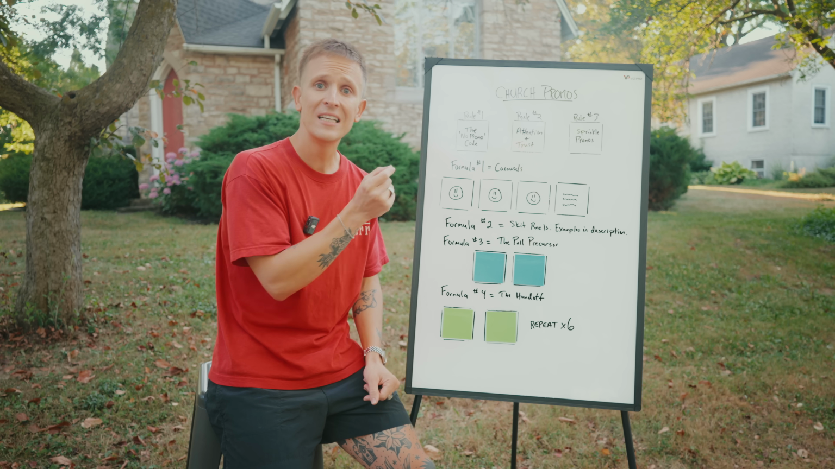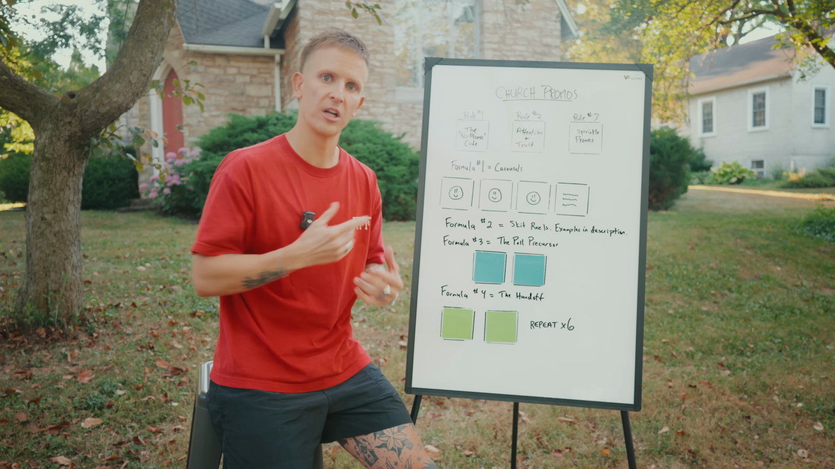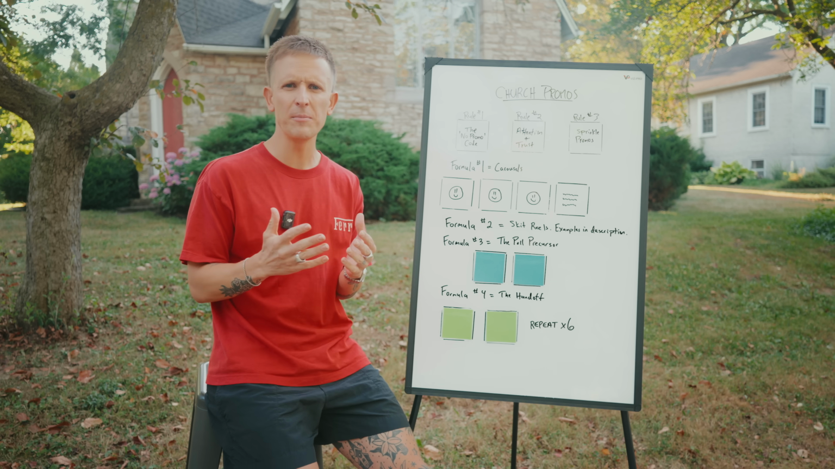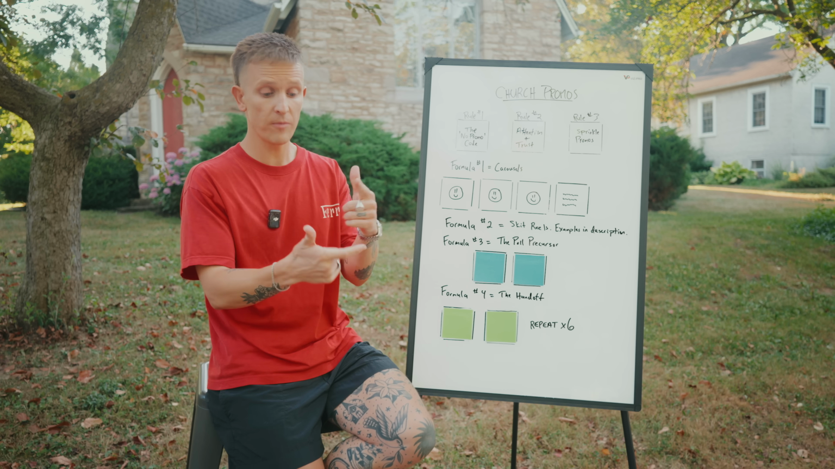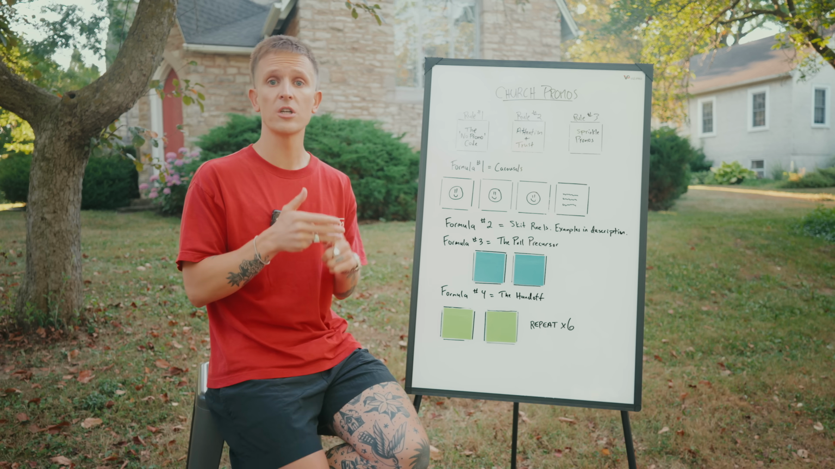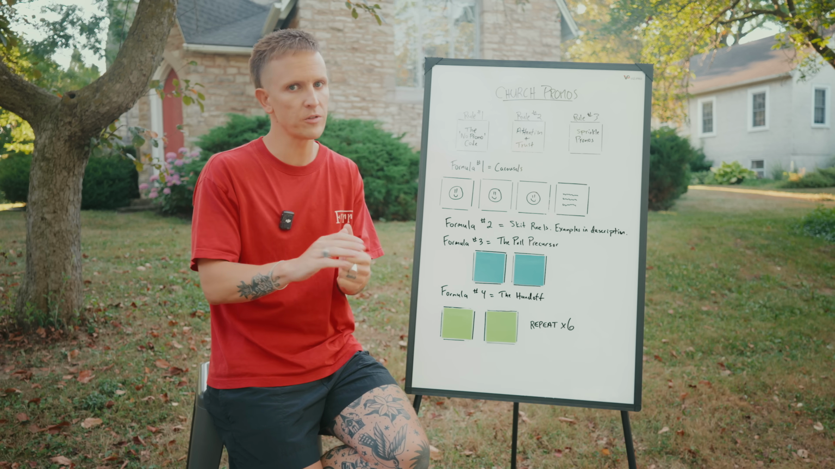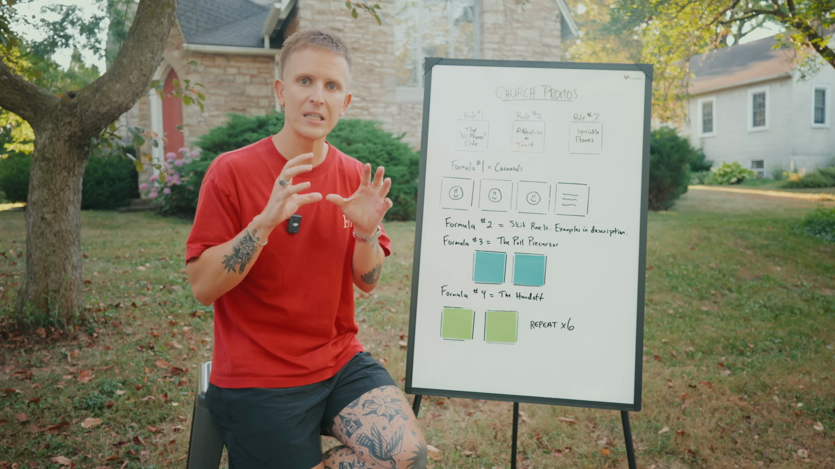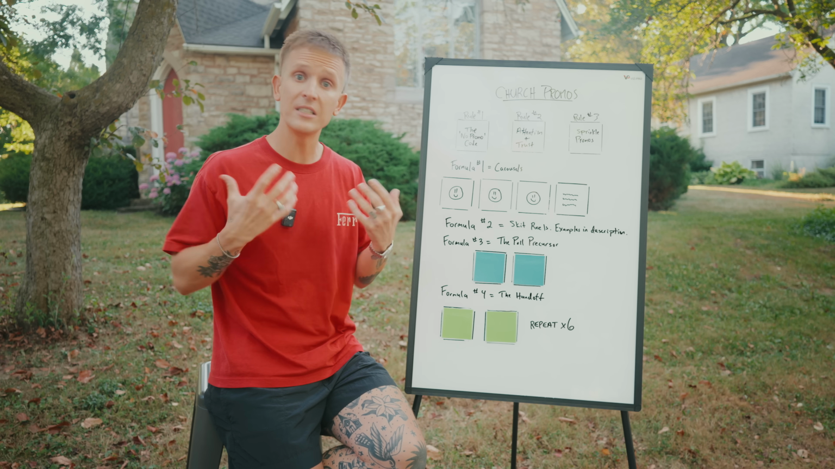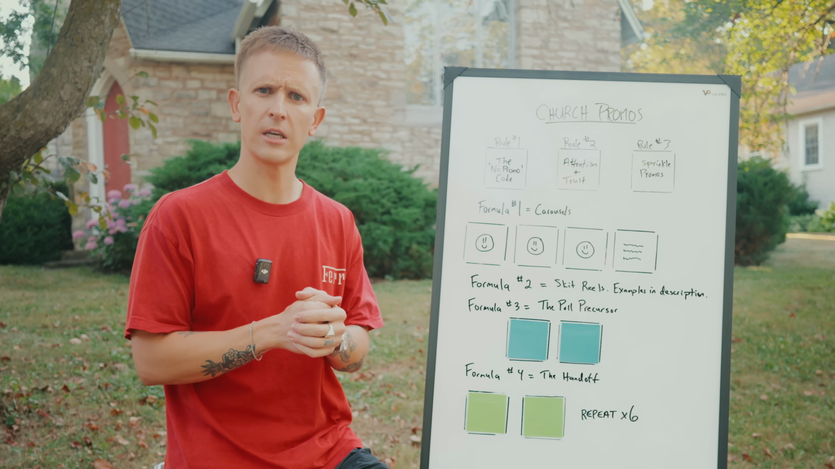Formula number 2. Skit Reels. The value proposition in a post like this is typically comedy, entertainment. This type of post will work on Instagram, Facebook, TikTok, YouTube Shorts because it's in vertical video format. It's very versatile. I've included 10 different examples of this in the description so you can see how churches are doing this. If you're like, what does Skit Reel even mean?